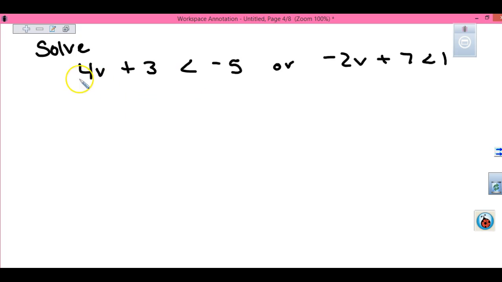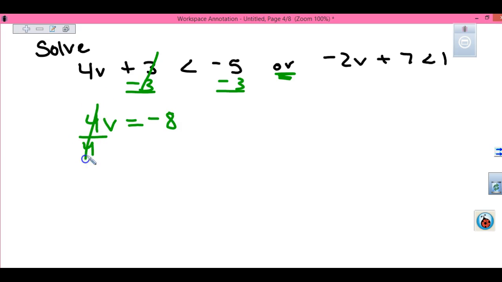Question. We need to solve 4b plus 3 is less than -5 or -2b plus 7 is less than 1. Do we already have a mental picture of what the graph will look like? Yes. So let's start solving each of these. Subtract 3. 4b is less than -8. We divide by 4. B is less than -2.